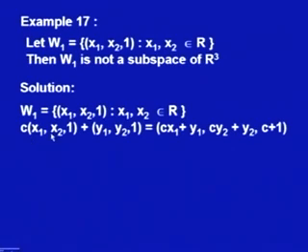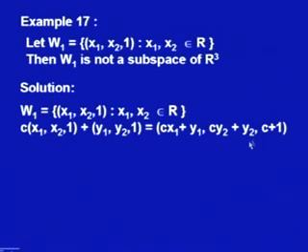Now, consider C(x1, x2, 1) plus (y1, y2, 1). So, we would like to check whether C alpha plus beta also belongs to W1 or not. So, we consider this left hand side, and the right hand side according to the definition of the two operations, it becomes Cx1 plus y1, second component is Cx2 plus y2, and the third component is C plus 1.